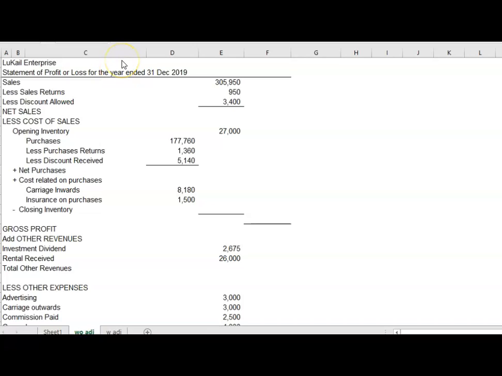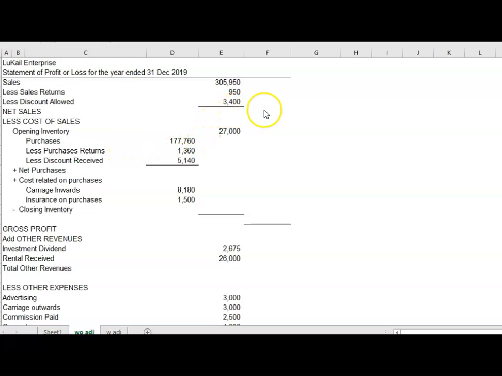That means you transfer all the figures, the amounts that are available in the trial balance, into the statement of profit or loss or the statement of financial position. For example, the sales, you will find this figure 305,950 from the trial balance. So you draft out the statement of profit or loss without the adjustments.